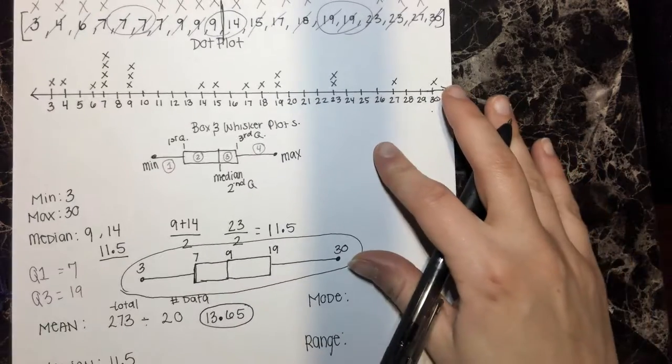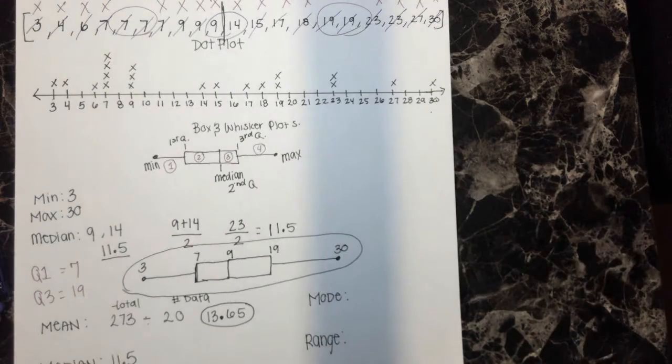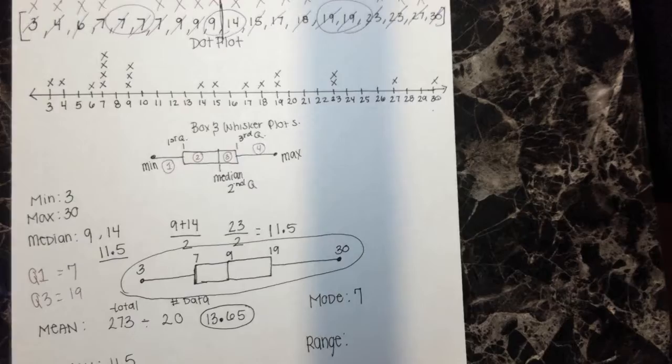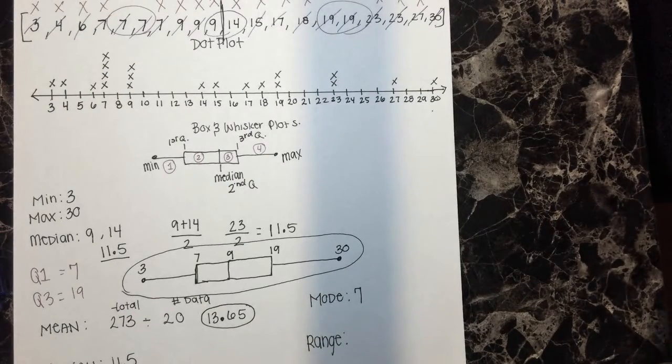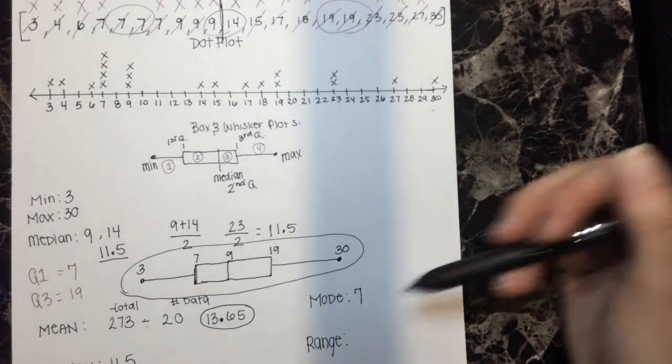Okay? Your mode, this is where your dot plot comes in handy. Whatever number has the most x's. So if you look, the mode is 7. That occurs 4 times. It's more than anything else. If 9 also had 4, my mode would be 7 and 9. You can have more than one mode.